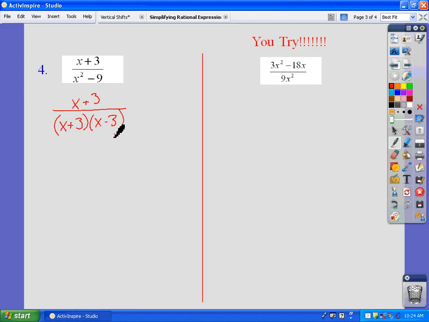And now again, all or nothing. So it's everything on the top's got to go or none of it. So we look for the things that are the same. And I got an x plus 3 up here. And lucky me, I got an x plus 3 on the bottom as well. So now in the end, there's nothing on the top anymore, so we're going to put a 1 there. And the only thing left on the bottom is x minus 3. And there's my simplified form right there.